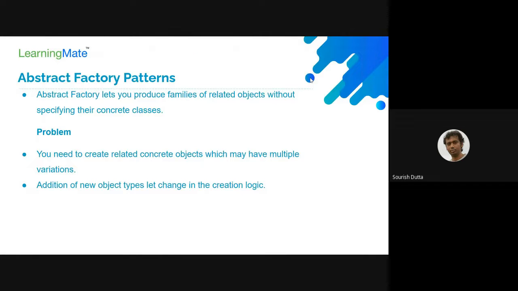It lets you produce families of related objects without specifying their concrete classes. So our server configuration class is not aware what kind of property it is, whether it's an int property, a list property, or a string property. Okay. So the difference with your abstract method is that though we are returning interfaces, that particular abstract method needs to be aware of all the property types that are there, right?